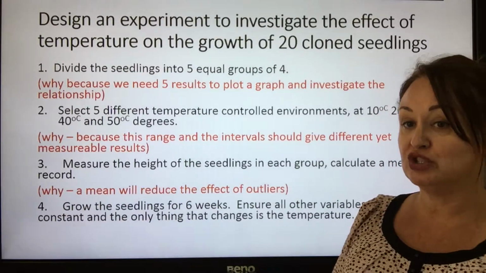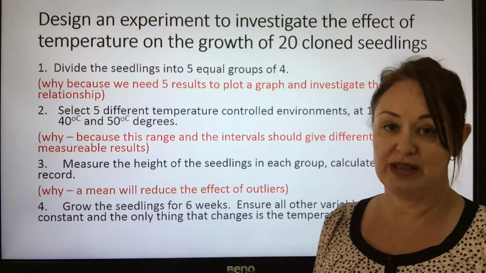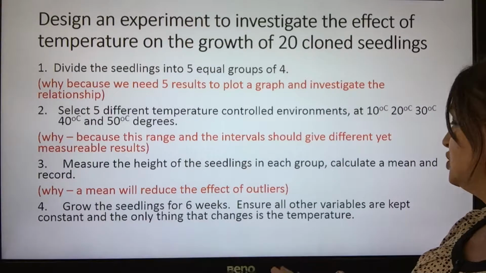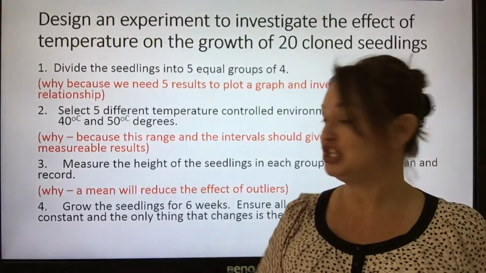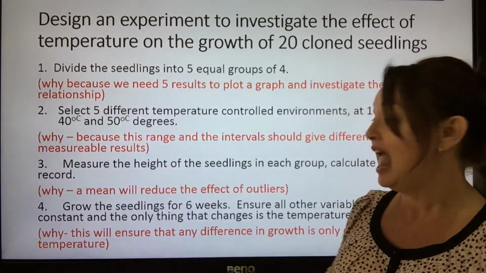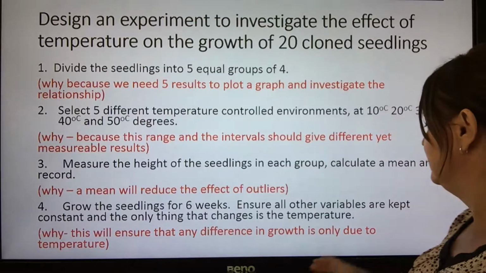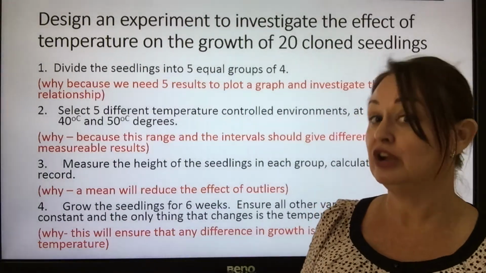Then we are going to choose any amount of time, really, 6 weeks, 8 weeks, 12 weeks, whatever. We're going to grow the seedlings for 6 weeks, and we're going to ensure that all of the variables are kept the same, so that the only thing that's changed is the temperature. And that means that if only the temperature has changed, then any difference in the growth of those plants will be due to the temperature.